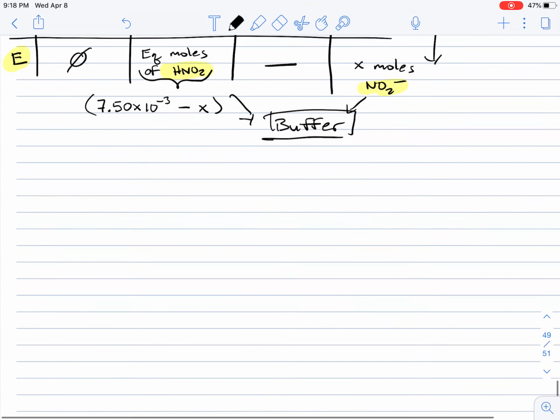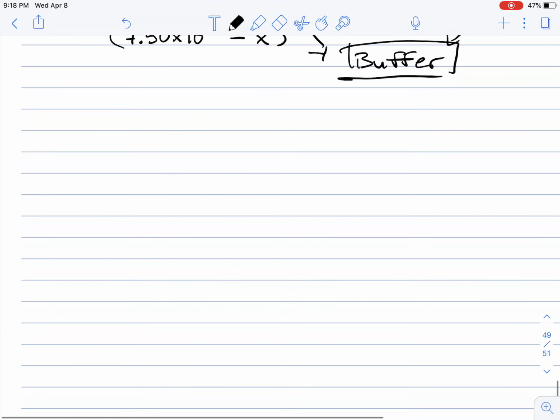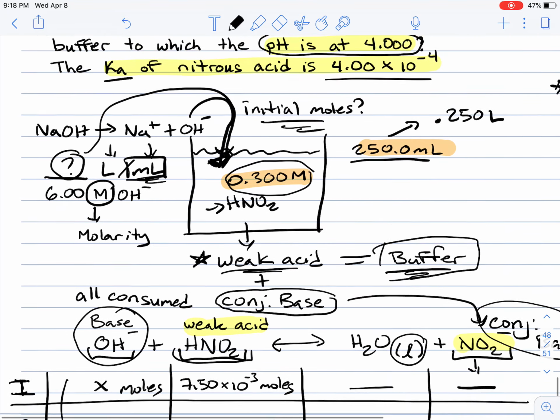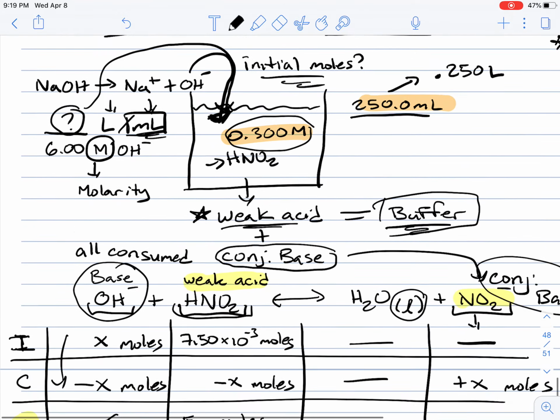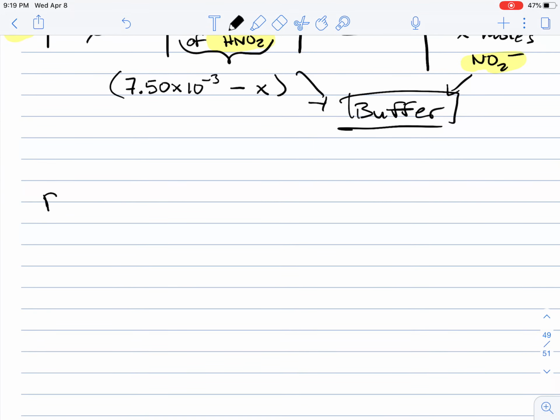And so if you have a buffer, you can go ahead and use the Henderson-Hasselbalch equation. The version that we're going to be using has to be the pH form, because that's what they gave us in the problem. So pH is equal to pKa plus the log of the conjugate base over the weak acid.